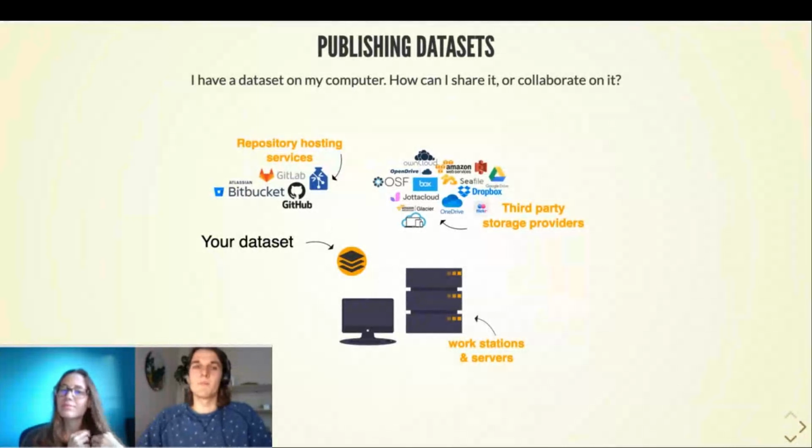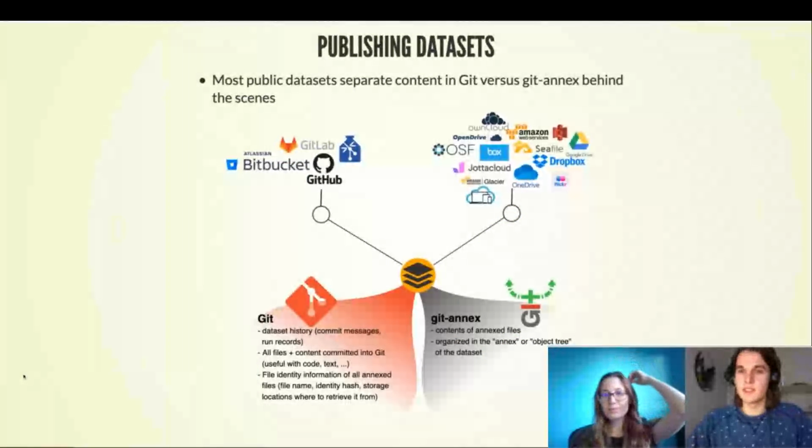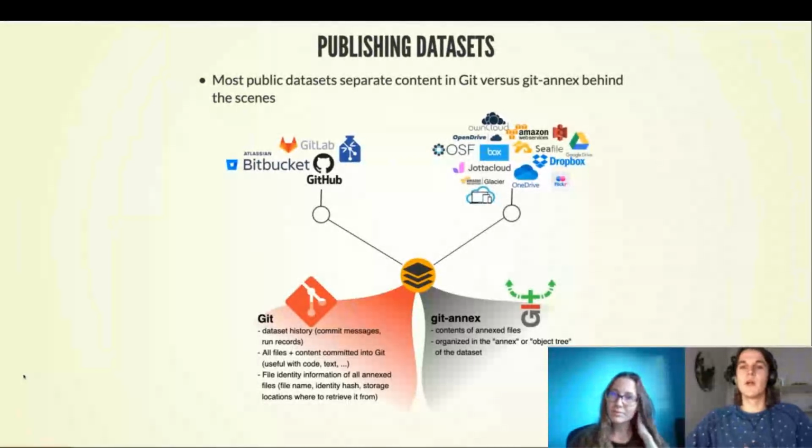A general distinction that is important to understand when using DataLad for publishing is that there are repository hosting services like, for example, Bitbucket, GitLab, GitHub, or Gin. And then there are third-party storage providers like the ones you can see on the right, like Dropbox, OSF, etc. The important distinction here is that most public data sets that you will encounter or maybe publish yourself will have separated the contents that are stored in Git and the contents that are stored in Git Annex, behind the scenes, or you make these choices explicitly.